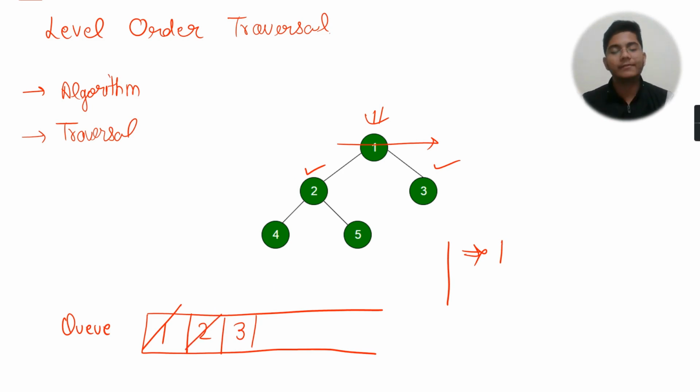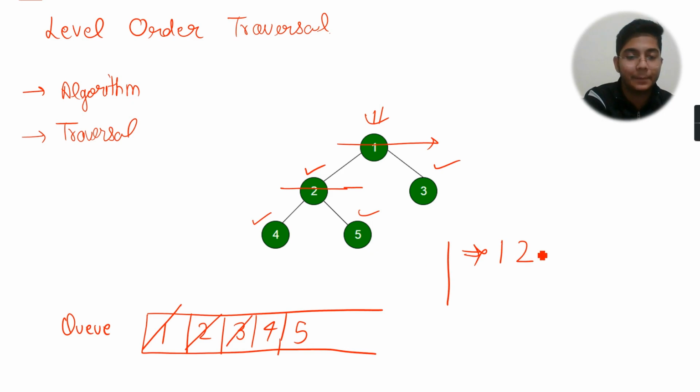So I will pop 2 and process it. I will pop it, print it, and check if left of this exists or not. Only this part is being processed. Now I check, okay, 4 exists and 5 exists, left and right both exist. So I will print 2 and add 4 and 5, left and right. So 2 is processed completely. Why? We have popped it, printed it, and checked whether left and right exist or not. After that, the top of the queue is 3. So I will pop 3 and print 3. Now this level is complete.